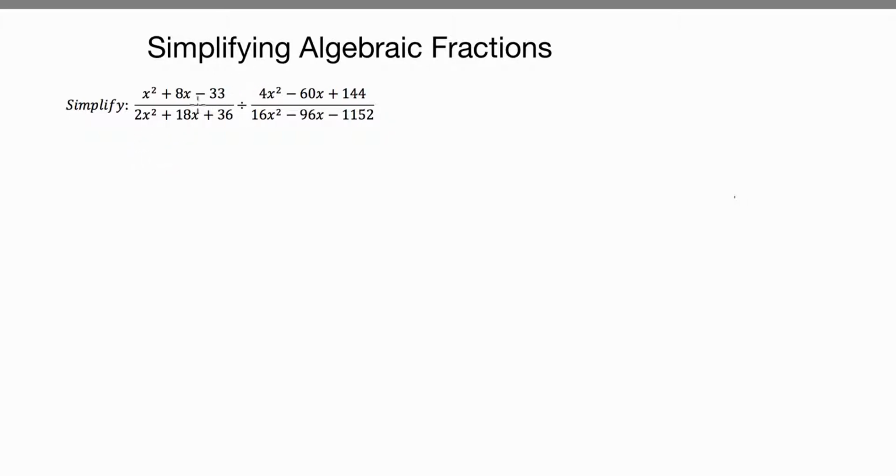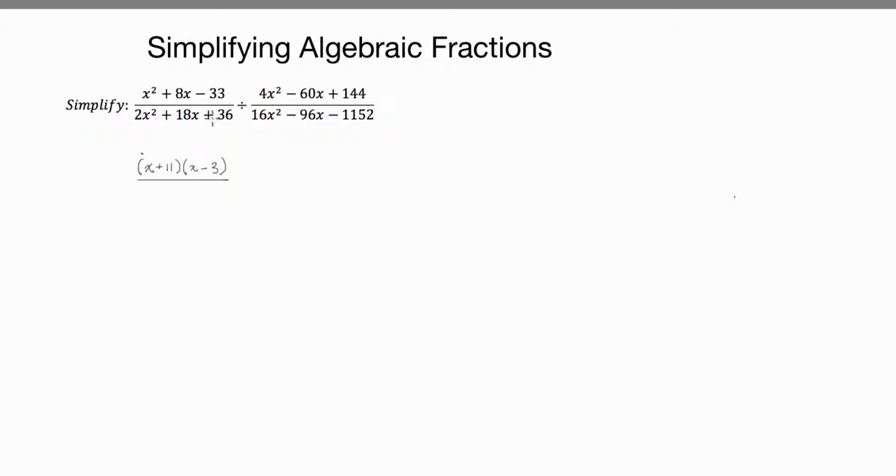This one here, we have two numbers that multiply together to give negative 33 and add together to give positive 8. It's going to be 11 and negative 3. So we're going to start by going x plus 11, x take 3. Cool, we'll draw our own little line like that for the fraction.